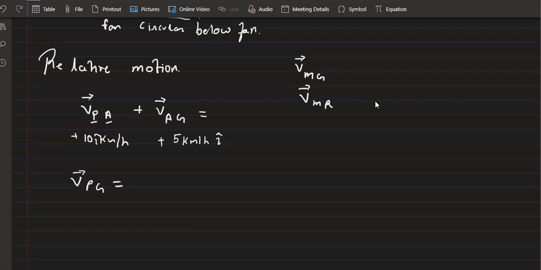See, this is how you write it. Velocity of P with respect to A plus velocity of A with respect to G will give you, in the middle we have A and A, so it will be eliminated. So we write velocity of P with respect to G. This is the velocity of Prahlad with respect to ground. Tell me everyone, got this? Yes or no? So it will be 10 plus 5.